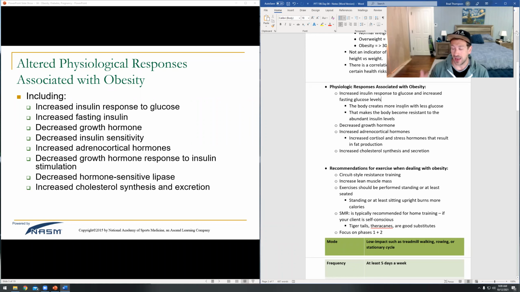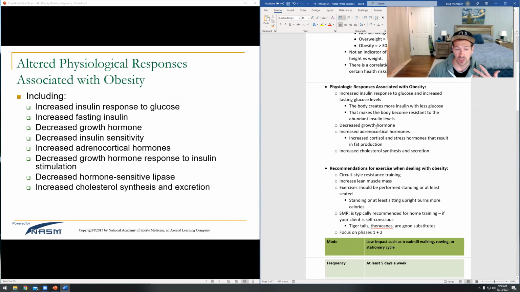When you have more abdominal fat in particular, your body makes way more insulin, which increases your chance of becoming less sensitive to that insulin. We also see decreased growth hormone. It is harder to build muscle when you are obese.